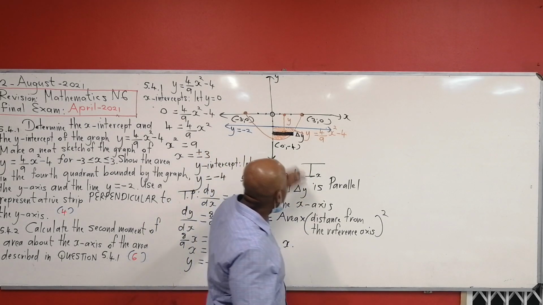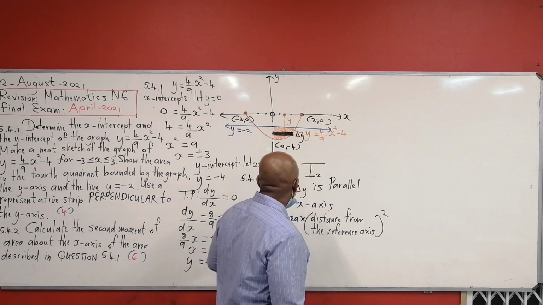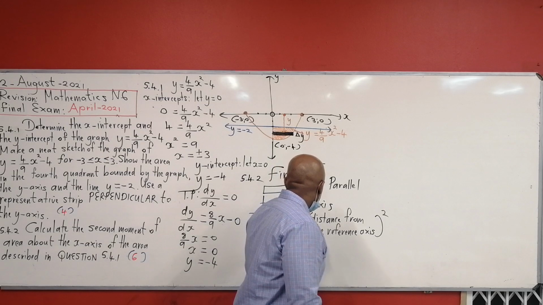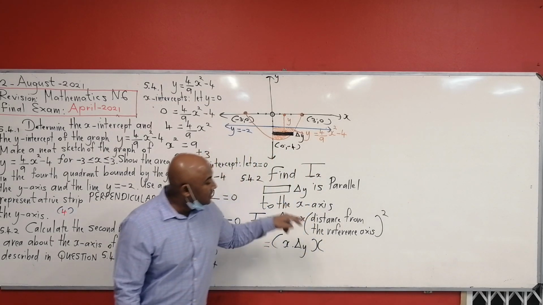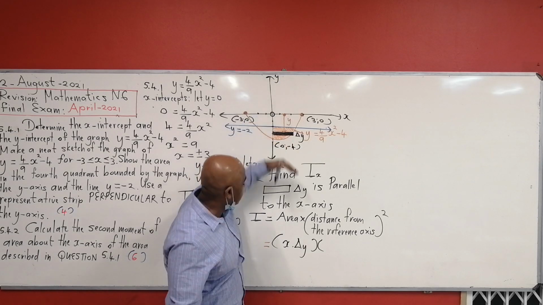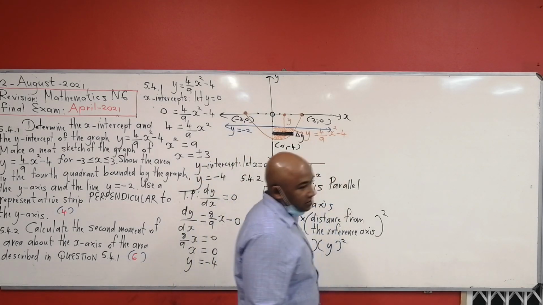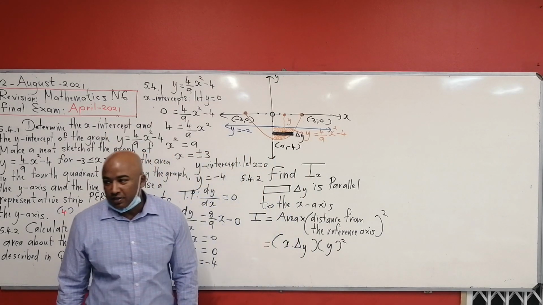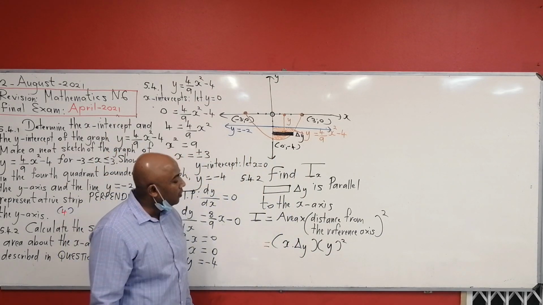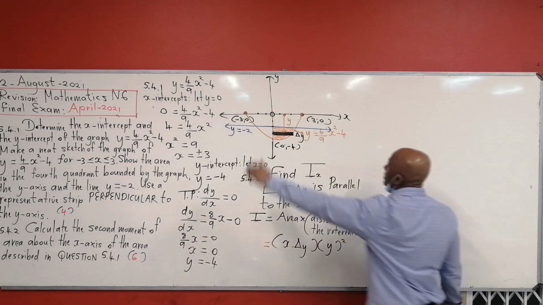multiplied by the breadth. What is the breadth? Which is delta y times the distance from the reference axis. The distance from the x-axis is a y value, which is y all squared. Okay, distance is always positive. Now, total.